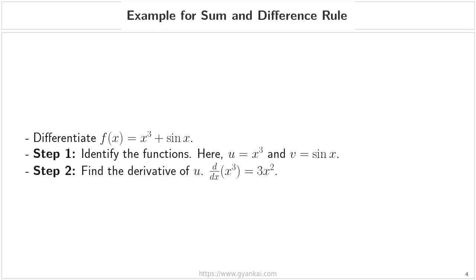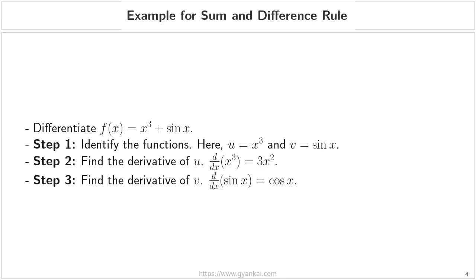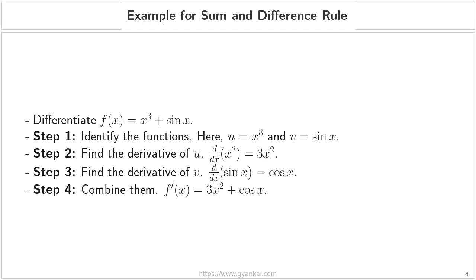Moving to step 2, we find the derivative of u independently. Applying the power rule, the derivative of x cubed with respect to x is 3x squared. In step 3, we find the derivative of v, as we know from our basic trigonometric derivatives. The derivative of sine x with respect to x is cosine x. Finally, in step 4, we combine these two results using the original addition sign. This gives us our final answer. f prime of x equals 3x squared plus cosine x.